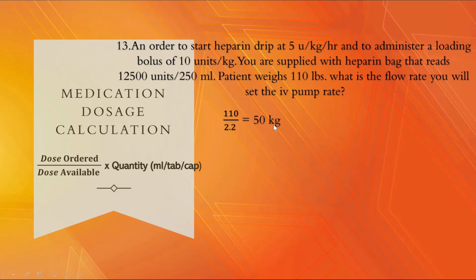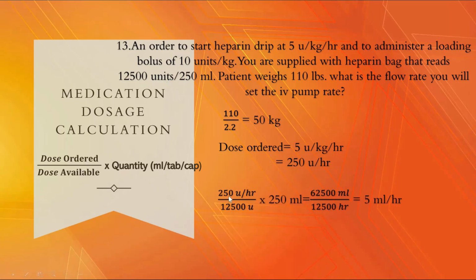So for a patient who weighs 50 kilogram, what is the ordered dose? 1 kilogram, patient should get 5 units. So a patient who weighs 50 kilogram, 5 into 50, that patient should get 250 units per hour. So you have the dose ordered, dose available. So let's now calculate. 250 divided by 12,500 units, units will cross out. 250 into 250 ml divided by 12,500 per hour, that gives 5 ml per hour. So the answer is 5.